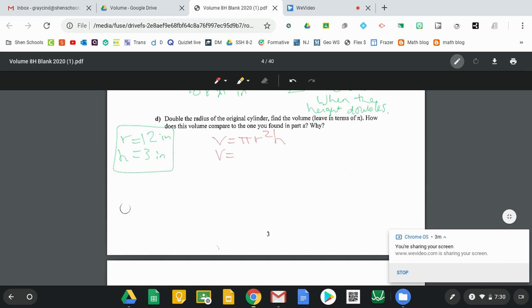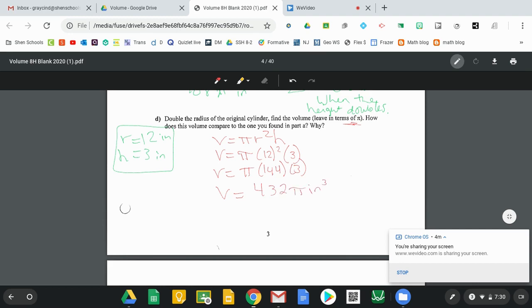Now we're using a doubled radius and the original height. So we saw that with the height it doubled. Ask yourself, and maybe pause to think, what would happen to the volume if we doubled the radius. So this is 144 times 3. And again, we're going to keep it in terms of pi. So that's going to be 432 pi inches cubed.